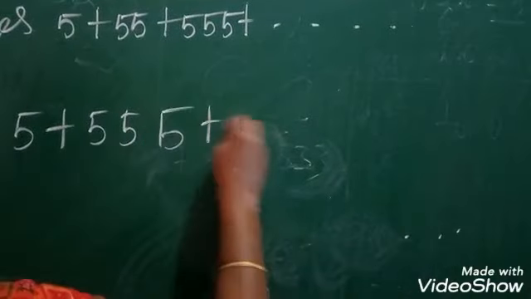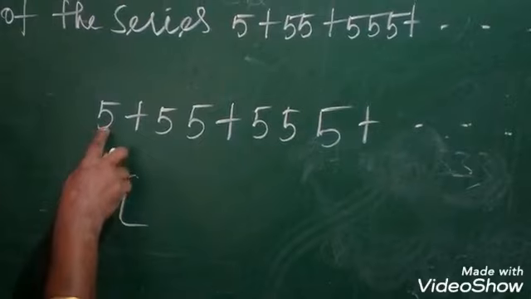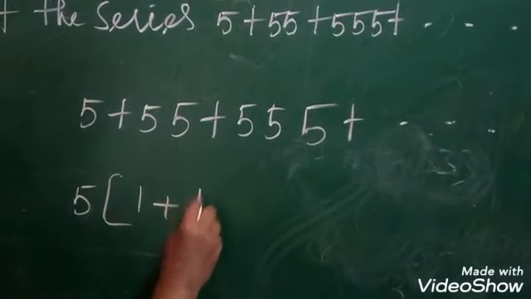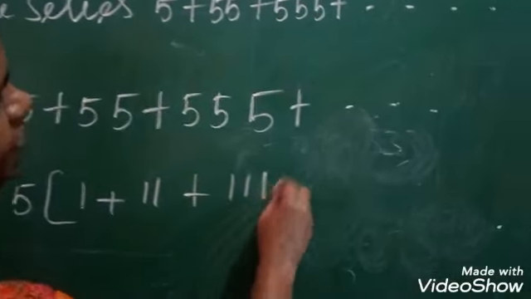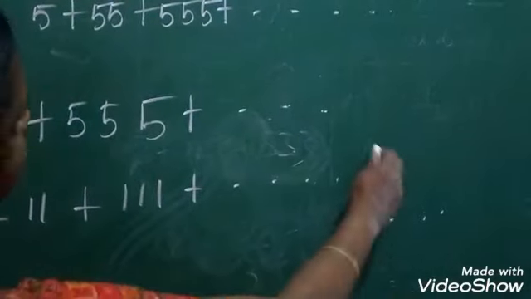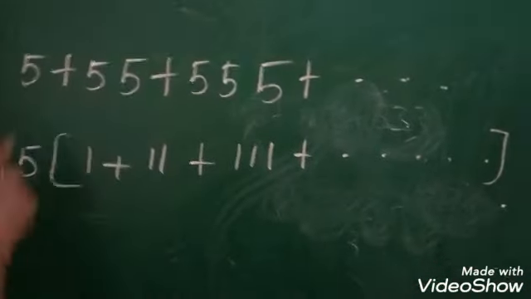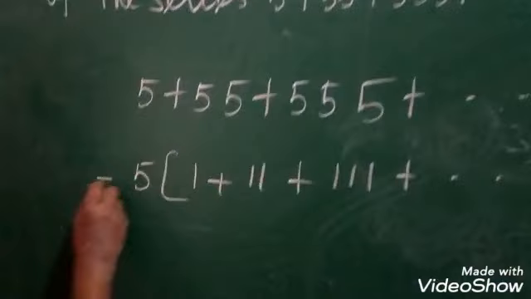How do you convert it as a GP? Here see, the 5 should be taken out. But now how many 5s? 1, 11, 111 are here. It is going on for n terms. This is the second step.